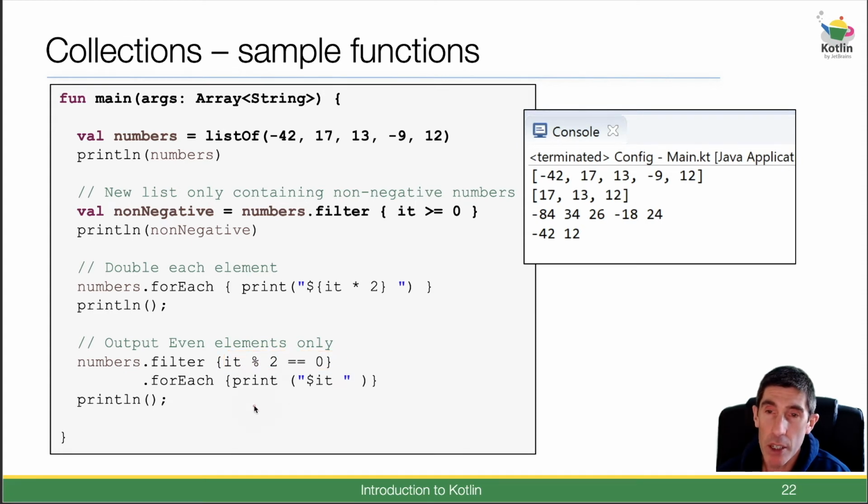So again, the modulus gives you the remainder. So if the remainder happens to be 0, that means it's an even number. So we're saying dot filter and then dot for each, and we just print it out. But we're printing it out a little bit different than the others. We just put a little space there.